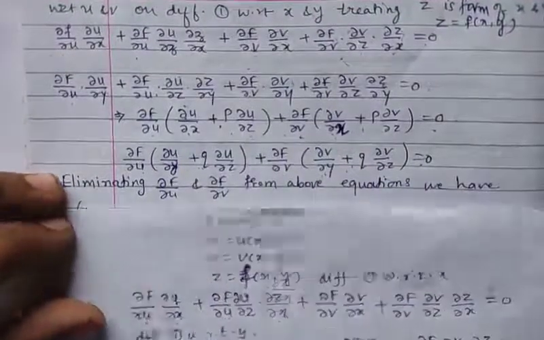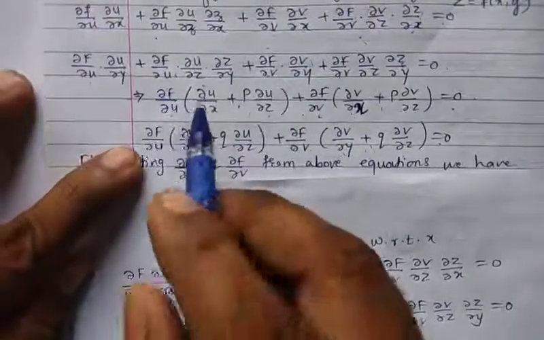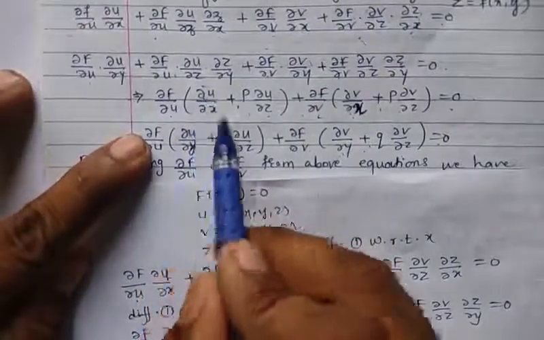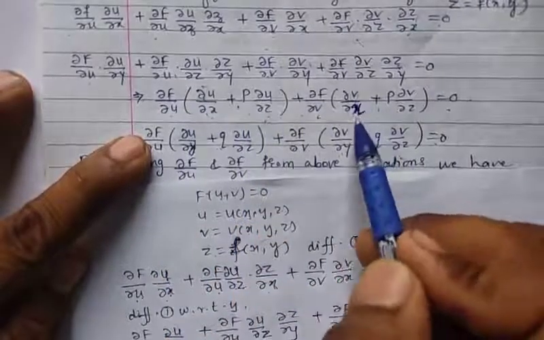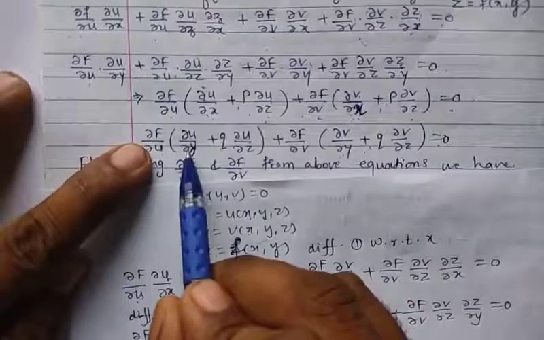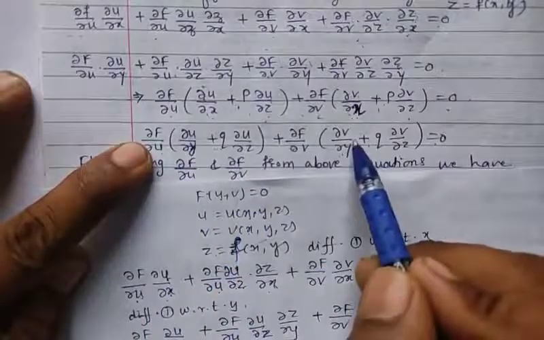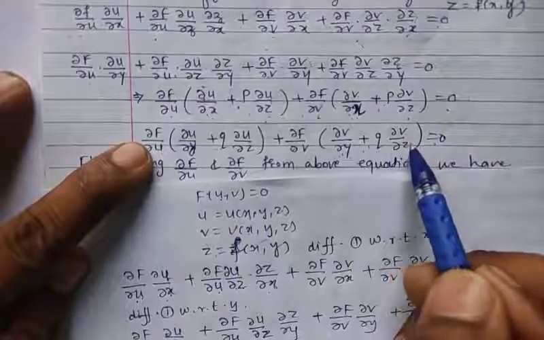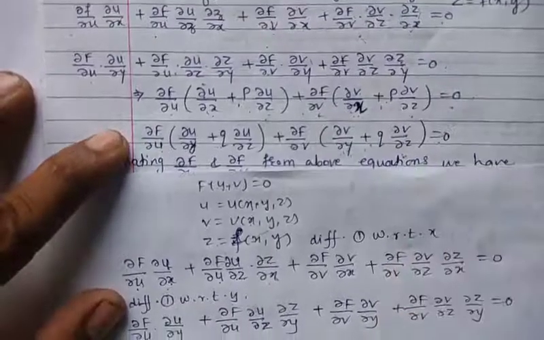How to remove? Now in this equation, write down the determinant. In the determinant, the first term is ∂u/∂x plus p ∂u/∂z, and the second term is ∂v/∂x plus p ∂v/∂z. Now in the second row, the first term is ∂u/∂y plus q ∂u/∂z, and the second term is ∂v/∂y plus q times ∂v/∂z, and after taking its derivative, what will we get?